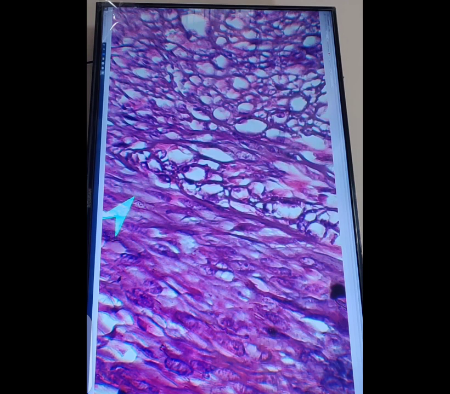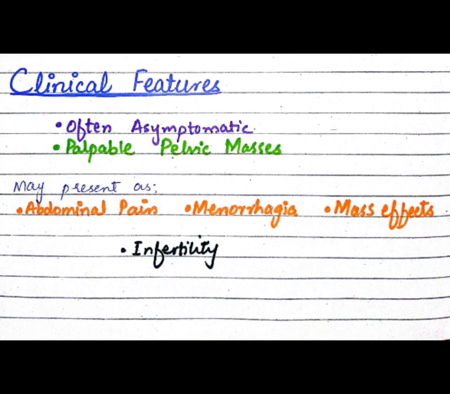These are in the longitudinal fashion and these are in the horizontal. So the plane of muscle fascicles is 90 degrees to each other. There is no necrosis, no atypia, and no mitotic activity in leiomyoma. Now in clinical features of leiomyomas, most of the fibroids are asymptomatic and are diagnosed accidentally, and sometimes they can present as palpable pelvic masses. In some cases they can cause abdominal pain because they can be large.